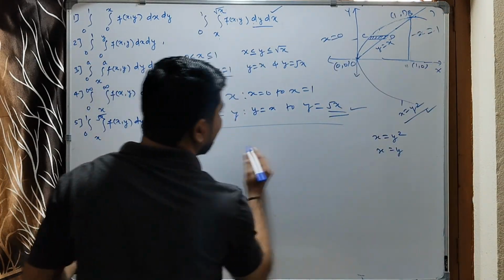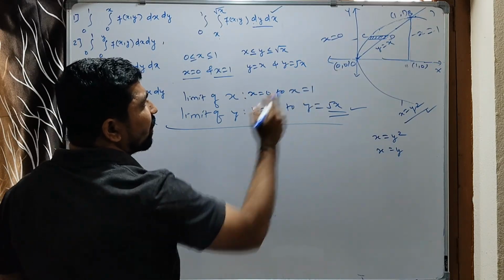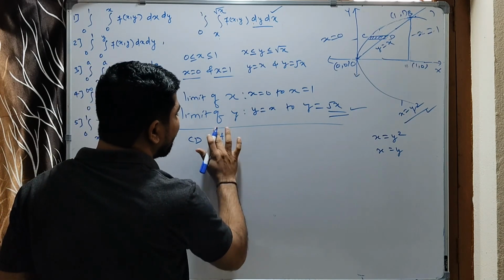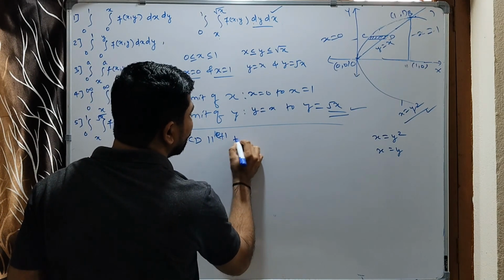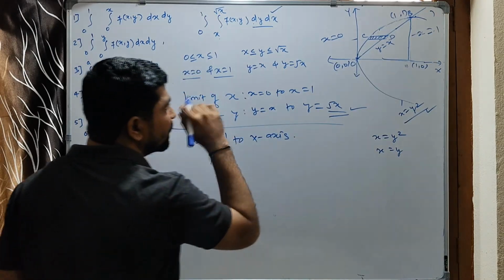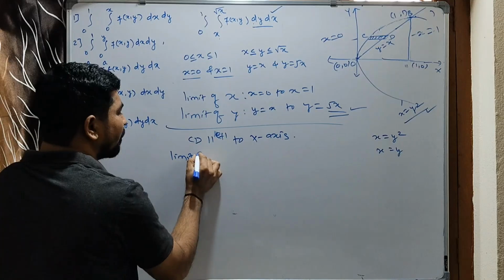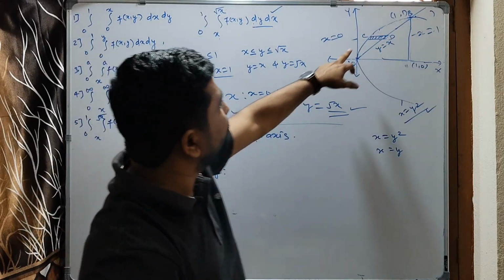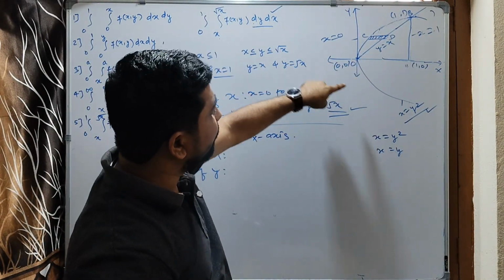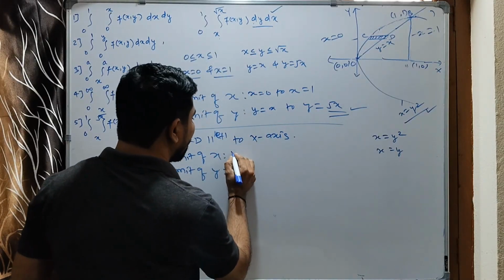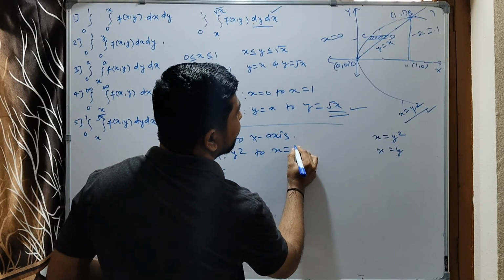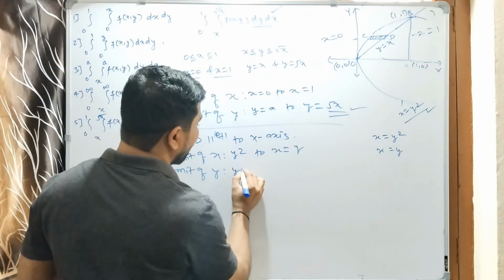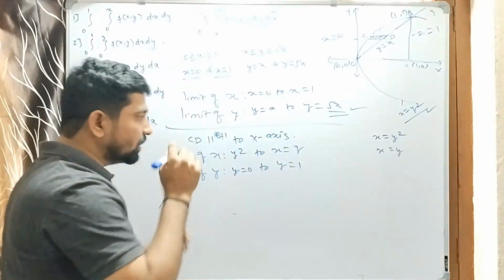Therefore, after changing this order, with respect to this horizontal strip CD which is parallel to the x-axis and starts from this curve, the limits of x are from x equals y square to x equals y, and the limits of y start from y equals 0 to y equals 1. So this is the way to change the order.